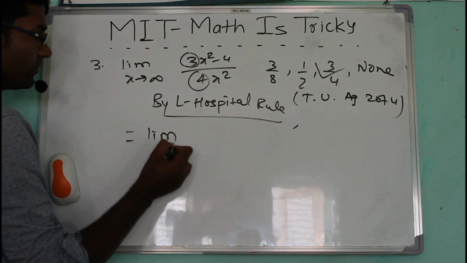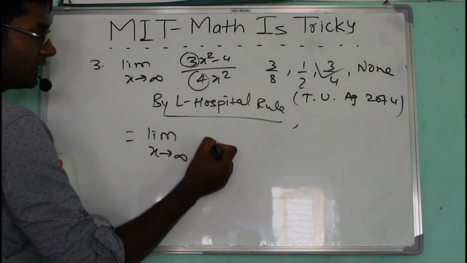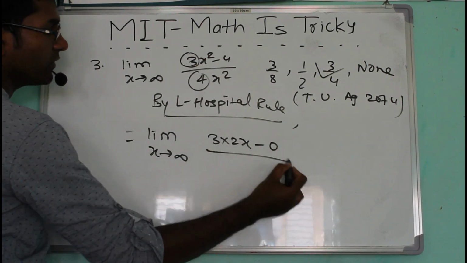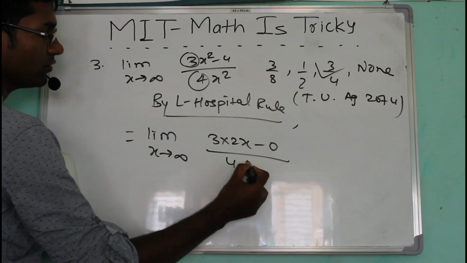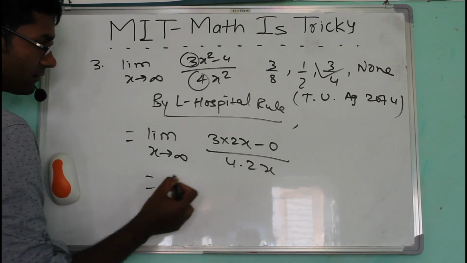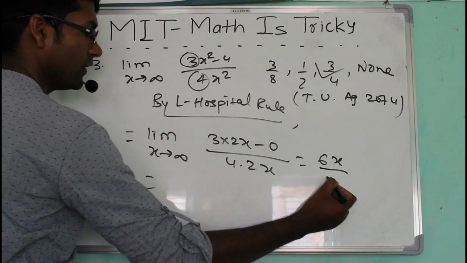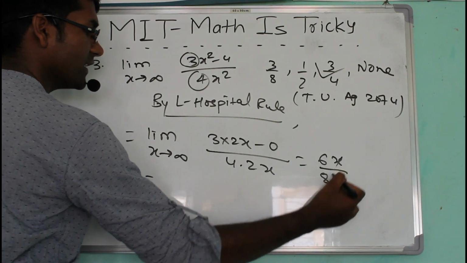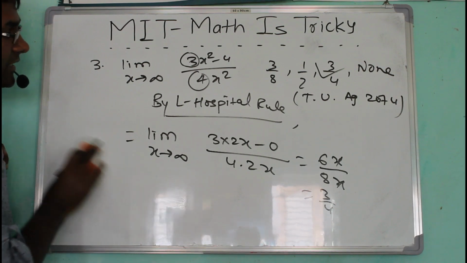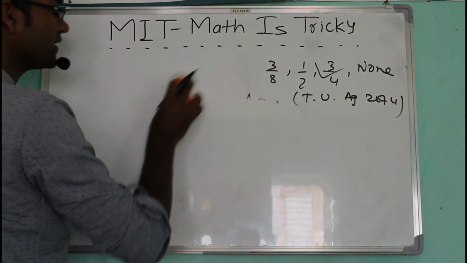So derivative by derivative, what will we get, as x tends to infinity: 3 into 2x, derivative of x square, minus 0, derivative of a constant is 0, and here 4 into 2x. So how much did we get? Simply the answer is 6x by 8x, so x and x cancel, we again get 3 by 4. By different methods we are getting the same answer. So this is the third question. Let's move to the next question.